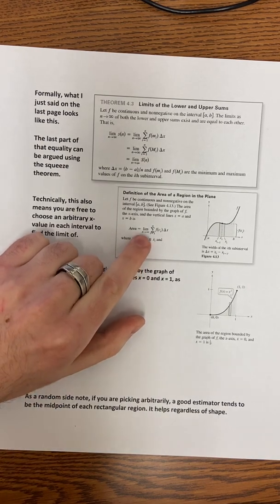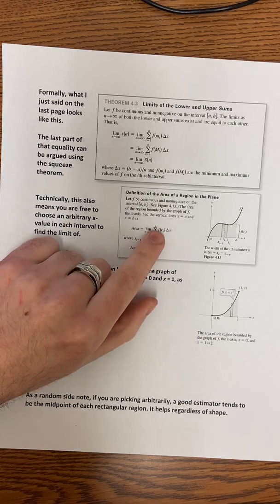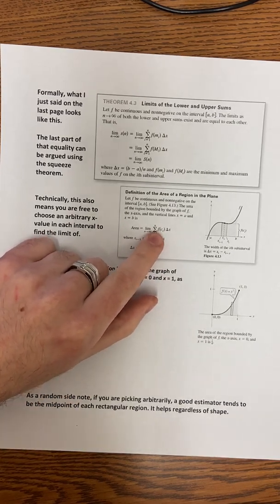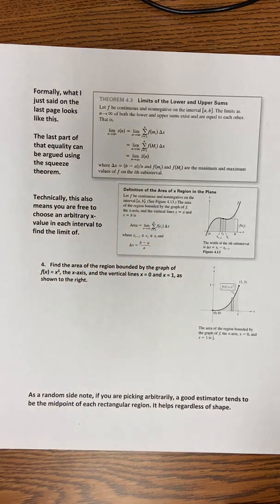So what that tells us is that the area of a region in the plane, generally speaking, is the limit as n approaches infinity of the sum from i equals 1 to n of any height value in that little region of a rectangle times the width of the rectangle. Which means, technically speaking, you could take the limit of the lower sum, you could take the limit of the upper sum, or you could even, say, find the midpoint value of each of your rectangles and plug that in.